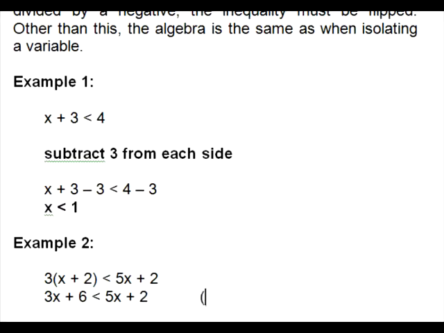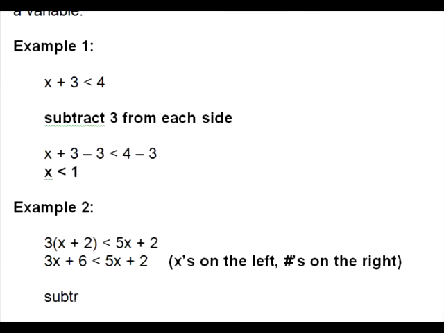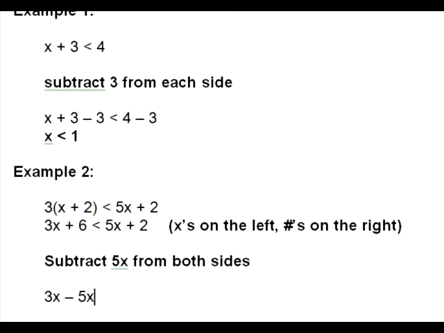Then what we're going to do is, and I'll maybe do my comments on the right here, you want x's on the left, numbers on the right. So what I'm going to do is subtract 5x from both sides. That turns to 3x minus 5x plus 6 is less than 5x minus 5x plus 2. It turns to negative 2x plus 6 is less than 2. I'm going to give a second to let the power of this question sink in. And then we're going to keep going here.